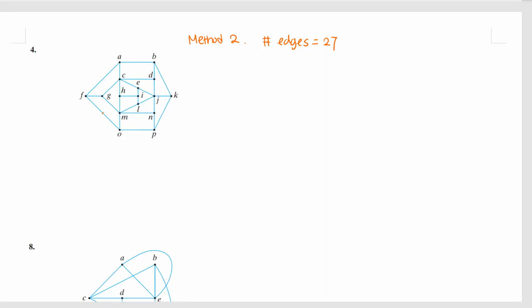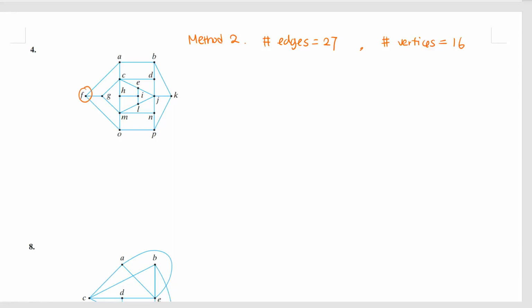And then we count the number of vertices. 1, 2, 3, 4, 5, 6, 7, 8, 9, 10, 11, 12, 13, 14, 15, 16. So we have 16 vertices. And now we know each vertex needs degree 2. Let's put a label on each of the vertices.